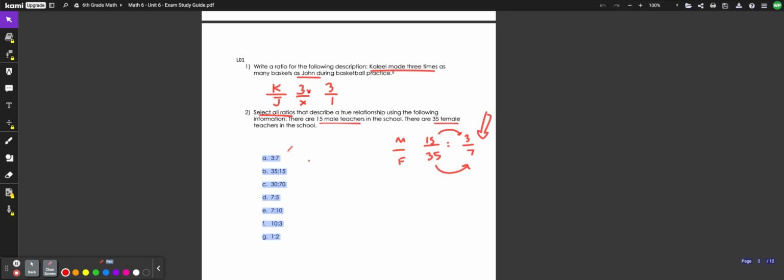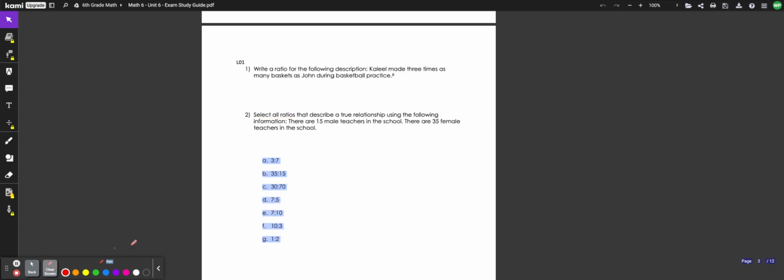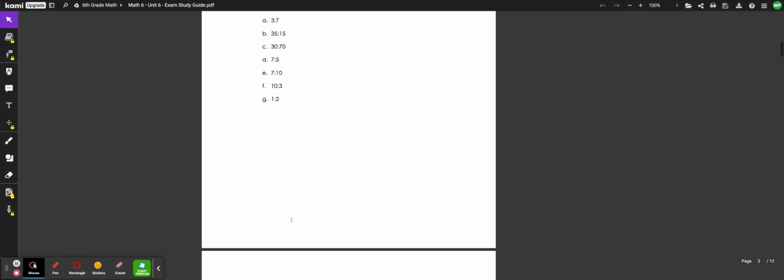First thing we see, 3 over 7. Hey, 35 over 15 would be incorrect because the order is incorrect. We always want to make sure we're paying attention to the order. 3 over 7, well, if we multiply that times 10, we get 30 over 70, so that's equivalent. 7 over 5 is not equivalent. 7 over 10 is not equivalent. 10 over 3 is not equivalent. And 1 over 2 is not equivalent. So the only two that are equivalent to what we saw in the question would be A and C. Let's move on.